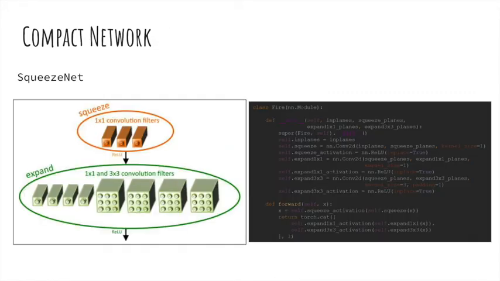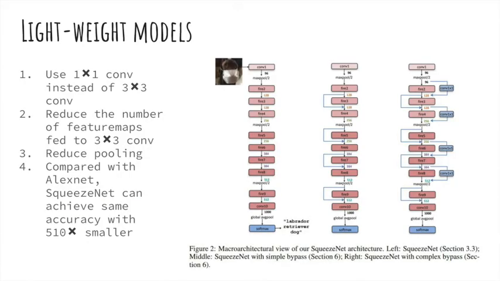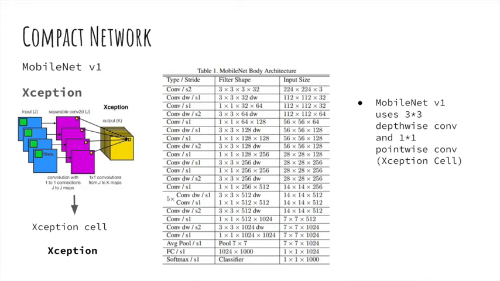This is SqueezeNet. I have introduced it before. The main idea of it is to use 1x1 conv to reduce the number of input channels, and they also use 1x1 conv to replace some 3x3 conv. Also reduce some pooling to keep the feature maps. And these are some SqueezeNet architectures. MobileNet v1, we have also introduced it before. It mainly uses 3x3 depthwise and 1x1 pointwise conv.